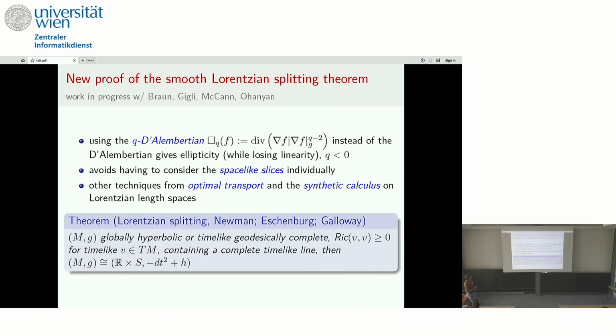And this is the Lorentzian splitting theorem by Newman, Eschenburg, Galloway. So if M is either globally hyperbolic or time-like geodesically complete, this means that every time-like geodesic, the maximal interval of definition is R, and has non-negative Ricci curvature in time-like directions, then it contains a complete time-like line. Then it actually splits as a product, R times S, with this product metric, and S is a Riemannian manifold which has non-negative Ricci.